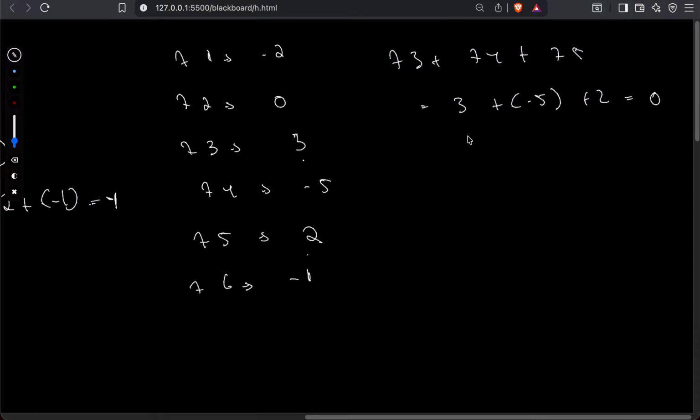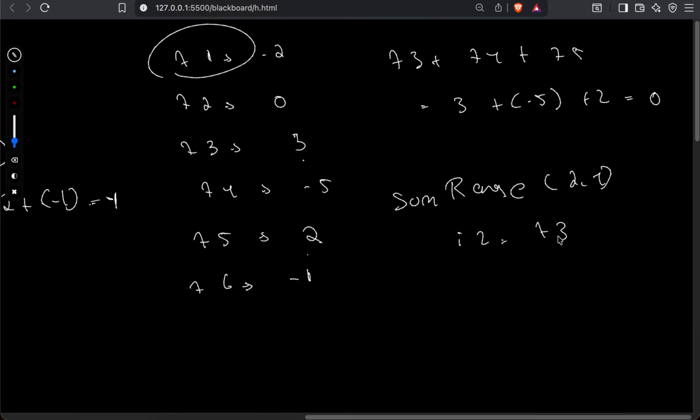But in coding language we call these friends sum range. Sum range 2, 4. Index 2 is friend 3, index 3 is friend 4, and index 4 is friend 5. Remember, index starts from 0. So sum range 2, 4 is 3 plus -5 plus 2, which is 0.